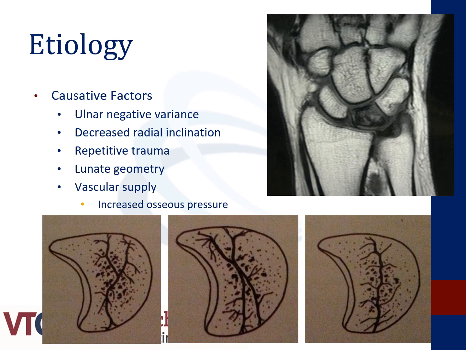There are 3 variations of blood supply to the lunate. The 3 variations are depicted below. They are the Y pattern, the X pattern, and the I pattern. It is postulated that the I pattern has the highest rate for avascular necrosis.